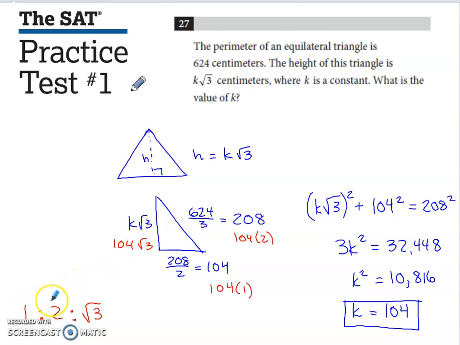You can use the 30, 60, 90 ratios to realize that the biggest side on that triangle is going to be the base measure times 2. The smallest side is going to be the base measure times 1, and then the middle side is going to be the base measure, which in this case is 104, times square root of 3. So Pythagorean theorem works even if it's technically not a 30, 60, 90 right triangle. The 30, 60, 90 ratios work because that is the type of triangle that we're looking at here.